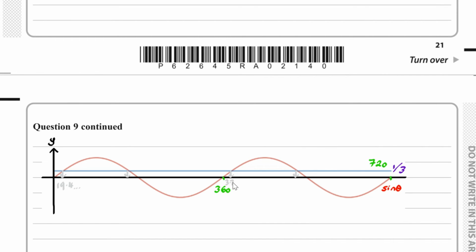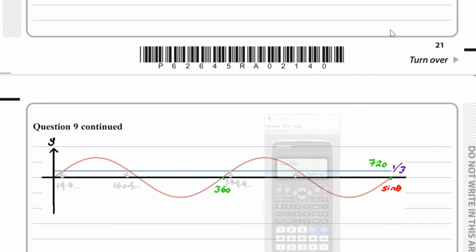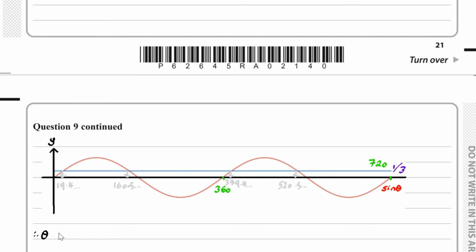So here we have 379.4, etc. If I subtract 360, this value is 180 minus this, which is 160.5, etc. And then if I add on 360, I get 520.5, etc., which is this value. So therefore, to one decimal place, you can see that theta is equal to 520.5 degrees to one decimal place.